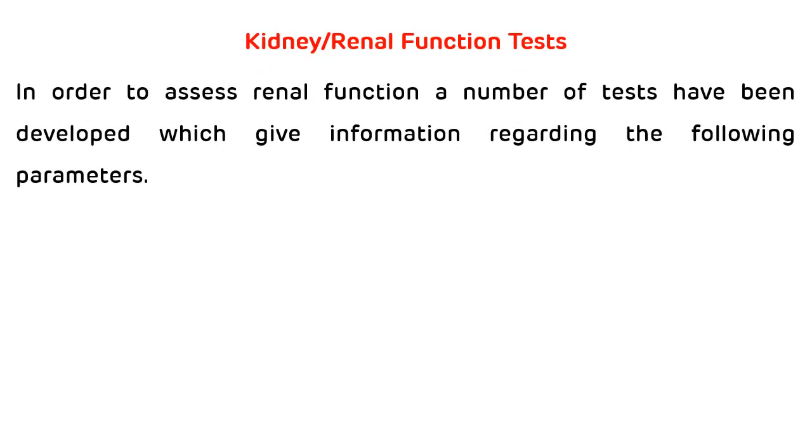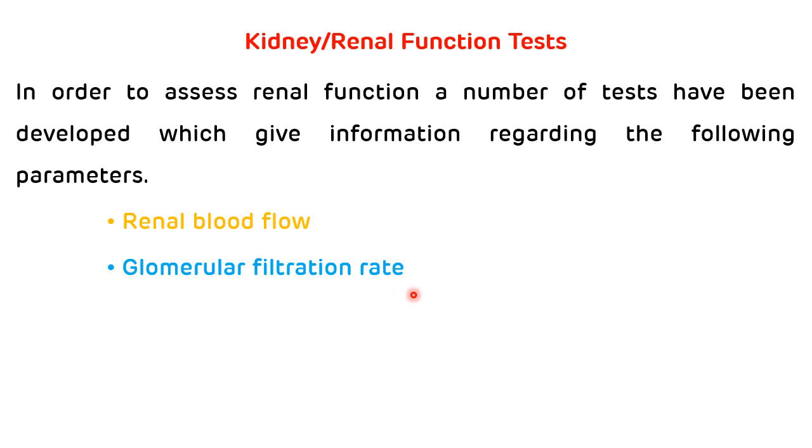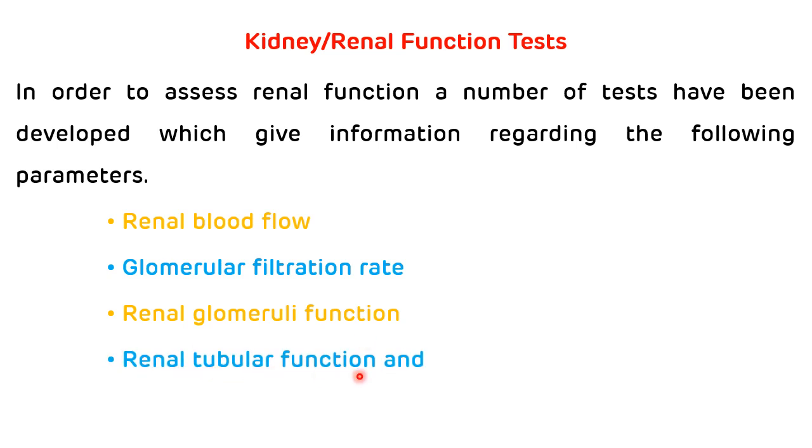In order to assess renal function, a number of tests have been developed which give information regarding the following parameters. First one is renal blood flow. Second one is glomerular filtration rate, that is GFR. Third one is renal glomeruli function. Fourth one is renal tubular function. And the last one is urinary output.